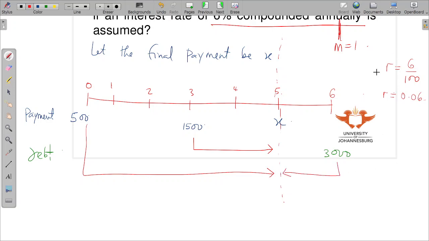Now you can see that this one is going to the right. This is the left side of this point, this is the right side. Whenever we are going to the right, that is a future value, so the power will be positive. Whenever we are going to the left, that will be present value, so the power will be negative. Don't forget that.